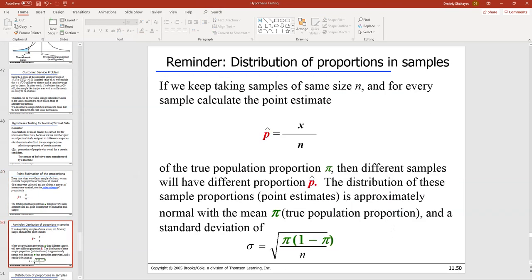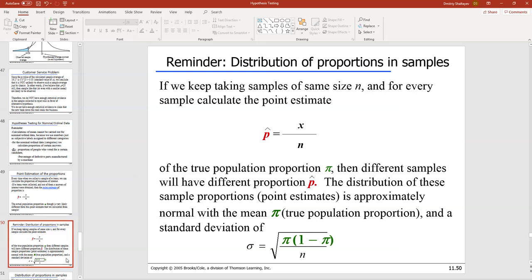And this is exactly what I put on the next slide, okay? So if we pick different samples of size n and calculate sample proportions, point estimates, p with a hat, they're all going to be distributed approximately normally around the true mean pi for the population, and the standard deviation looks like this: true pi times 1 minus pi divided by n, square root of all of that. And we're going to use that fact in order to test the proportions.